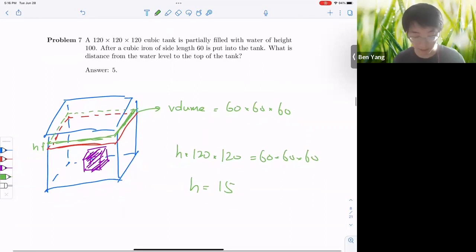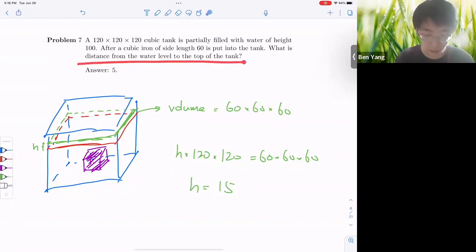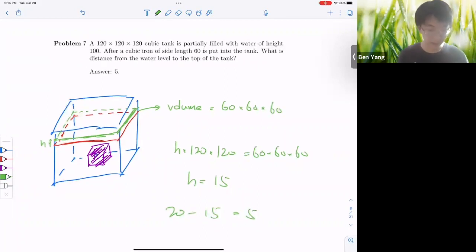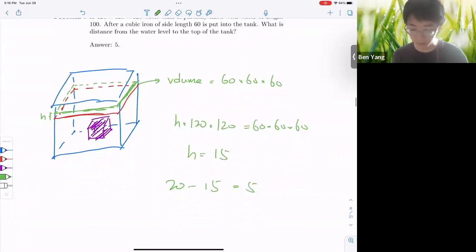All right, it's not that thin, but yeah, we want to find the distance from the water level to the top of the tank. Used to be 20, but now the water level goes up by 15. So the distance should be 20 minus 15. That's 5. Okay, yeah, that's problem number 7. Let's move on.